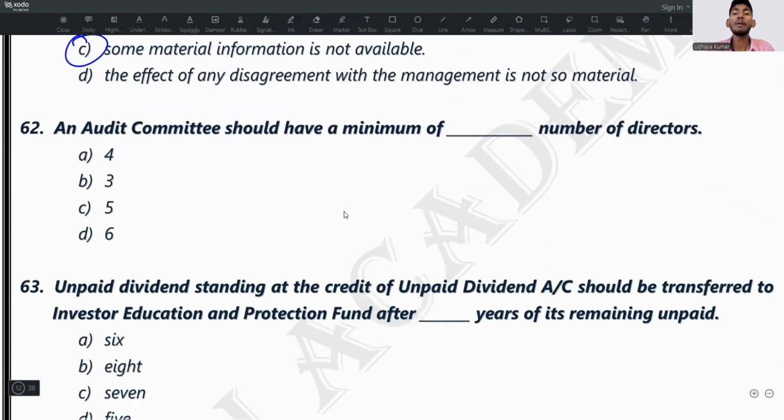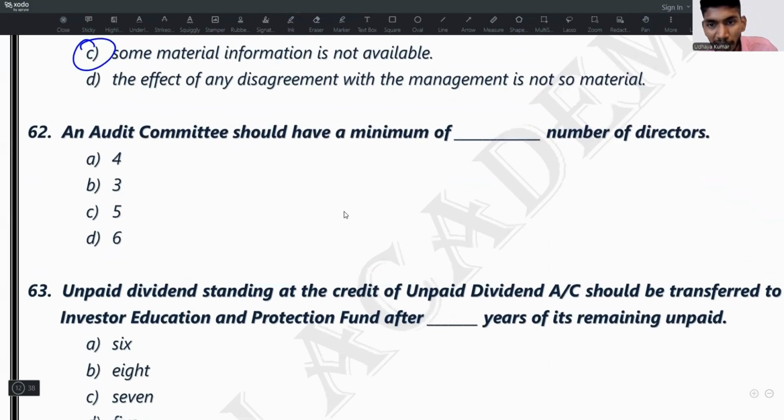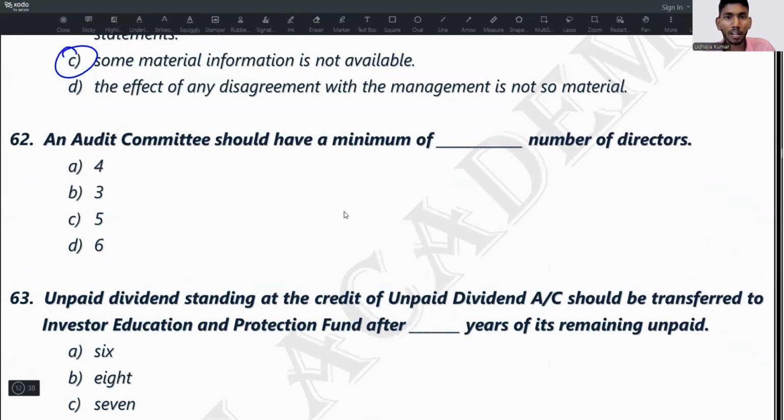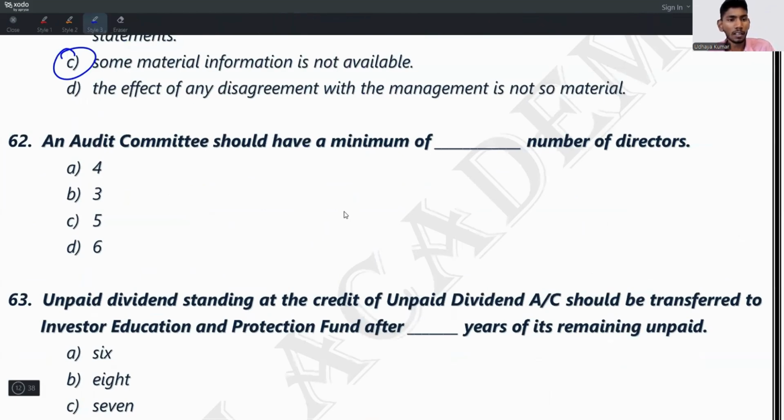Moving to question number 62. An audit committee should have a minimum of dash number of directors. 3. You already know that, right? Just 3. The right answer is 3.